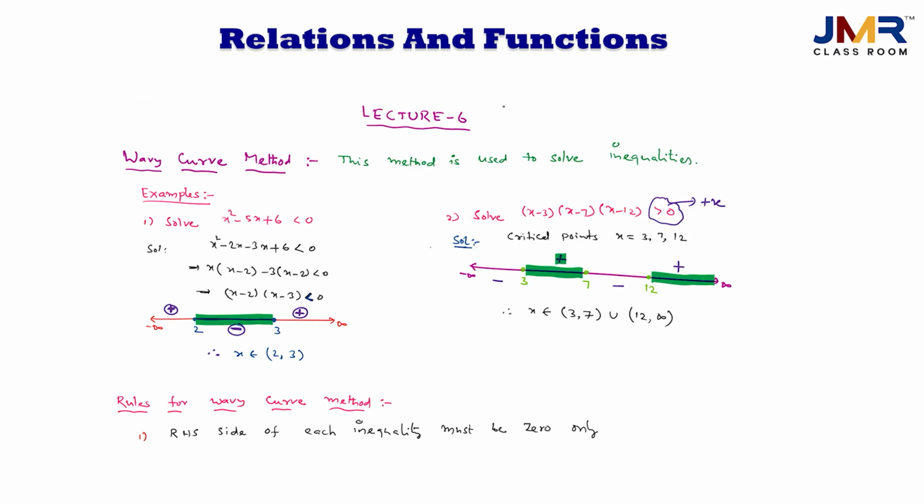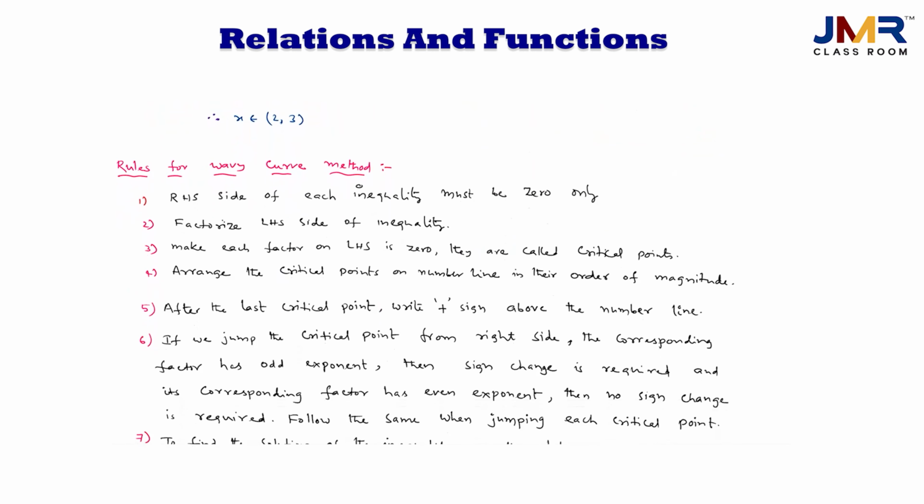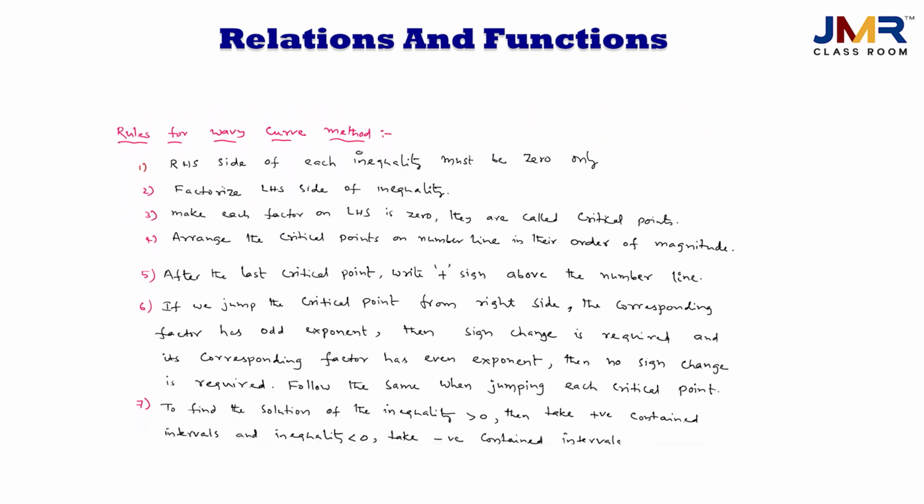So our solution set is 3 to 7 union 12 to infinity. Whatever the value of x between 3 and 7 or between 12 and infinity, if you substitute in the given question, it will satisfy directly. So these are two examples of the wavy curve method, but for a full-length wavy curve method discussion, we need to follow some rules and regulations.